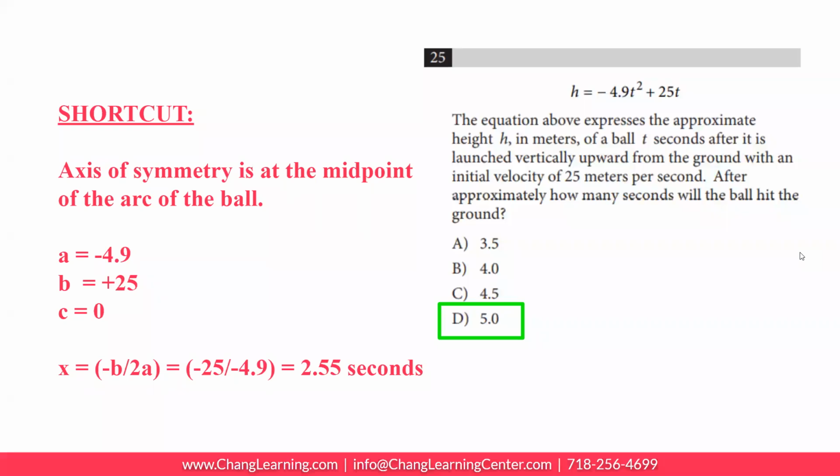For the next equation, the equation above expresses the approximate height h in meters of a ball t seconds after it is launched vertically upward from the ground at an initial velocity of 25 meters per second. After approximately how many seconds will the ball hit the ground?